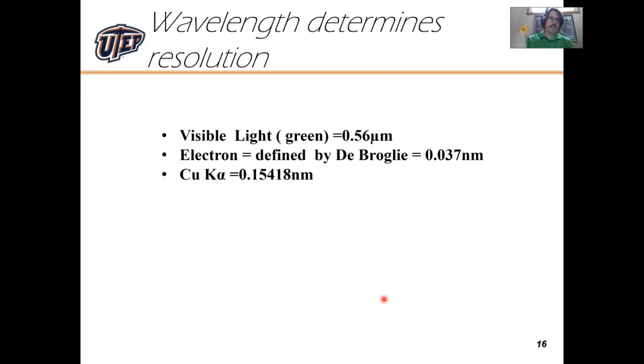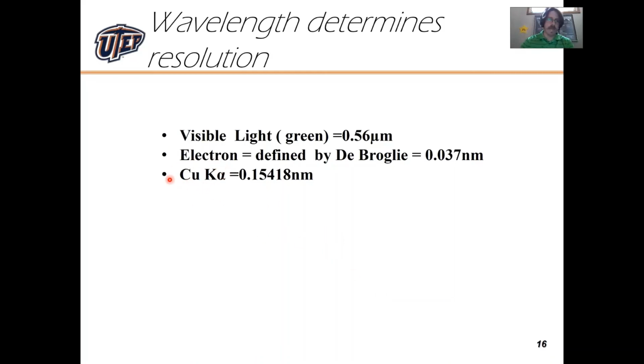Wavelength determines resolution, and that's a huge thing. Visible light is roughly 0.56 microns. The wavelength of the electron, which is defined by de Broglie, the beginnings of quantum physics, if you will, is pretty small, 0.037 nanometers, and that's just one. We'll see later on that the wavelength is dictated by accelerating voltage, so we'll talk about that a little bit later.